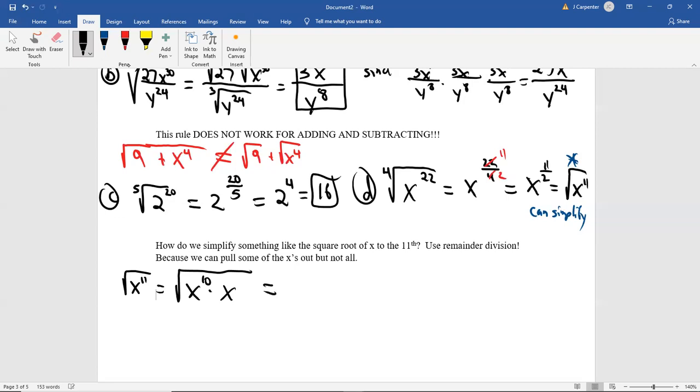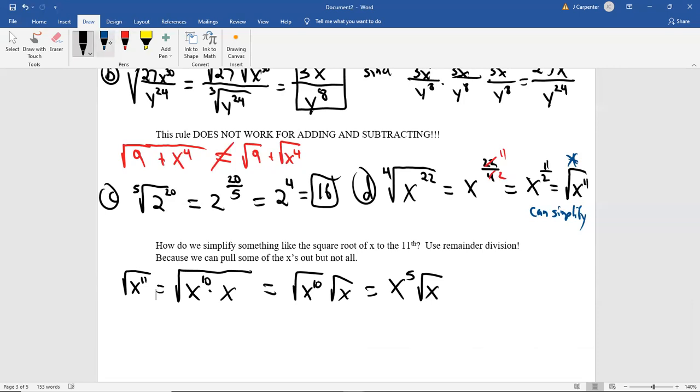Well, now I've got a product of x's. So I could write this as the square root of x to the 10th times the square root of x. The square root of x to the 10th, you do 10 divided by 2, which is 5. So there's an x to the 5th. But then you can't do anything with that square root of x, so you leave it alone.